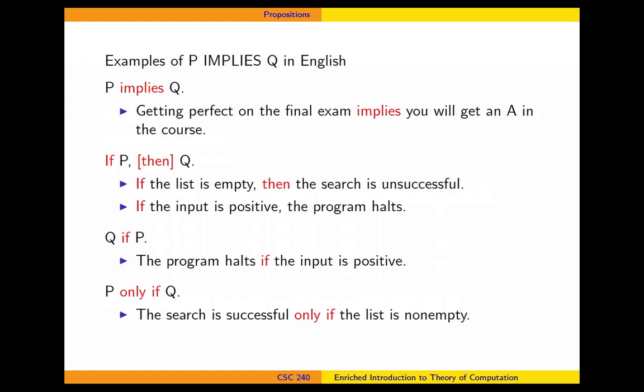The square brackets around then indicate the word then is optional. Sometimes if appears later in the sentence, such as in the program halts if the input is positive. In this case, the input is positive, which is the part immediately after the if, is still the hypothesis P, and the program halts, which is the part before the if, is the conclusion Q.